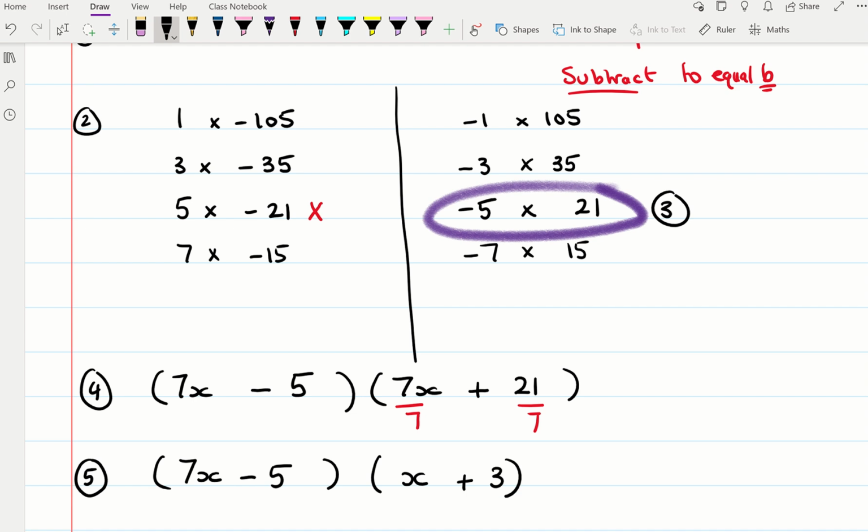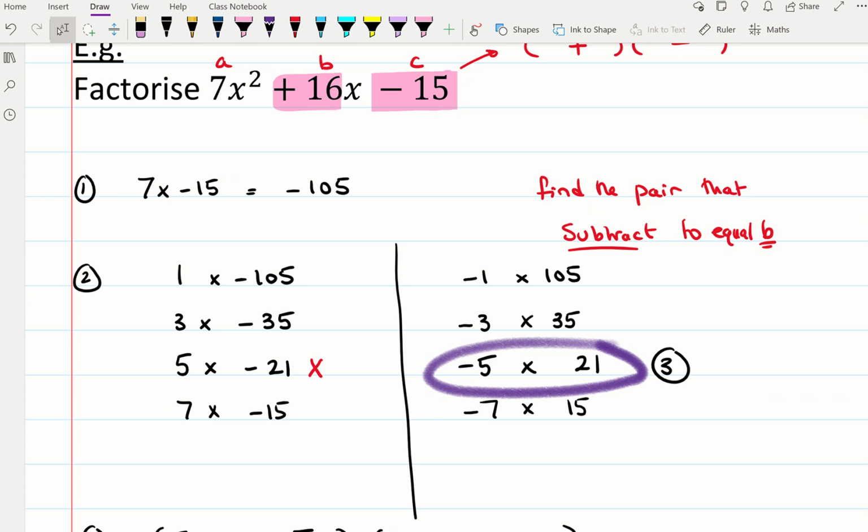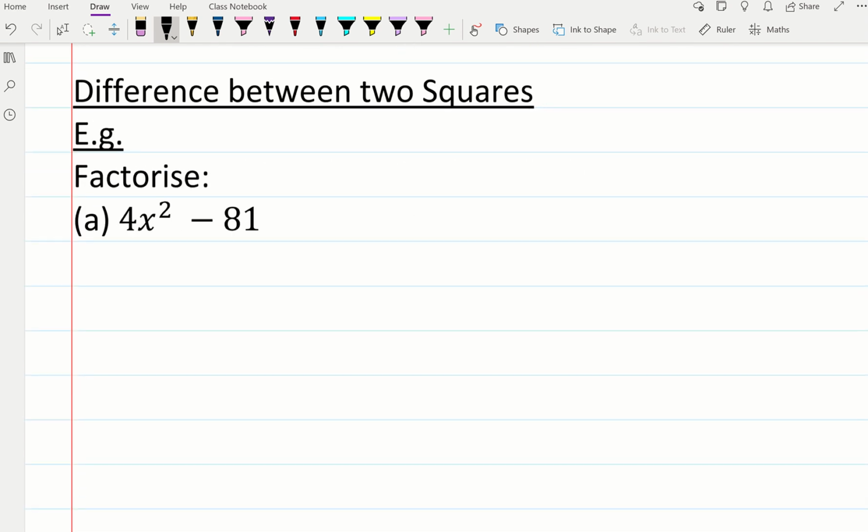Now this method works perfectly when you're factorizing 3-term quadratics, quadratics made up of 3 parts. But we're now going to look at quadratics made up of 2 parts. And a lot of these are very simple because they are the difference, the subtraction, there's a minus there, between 2 squares, square numbers. 4 is a square number, x squared is a square term, and 81 is a square.